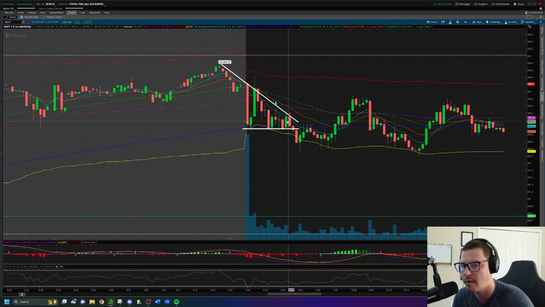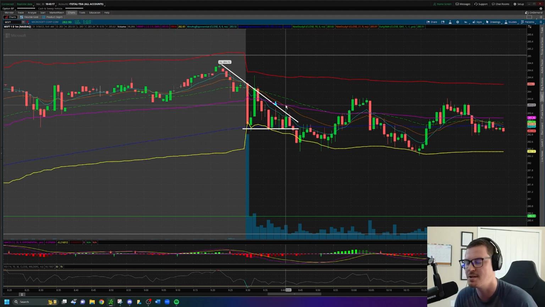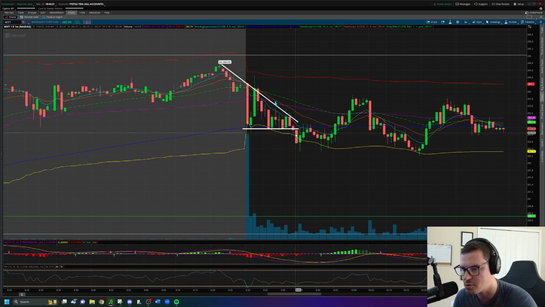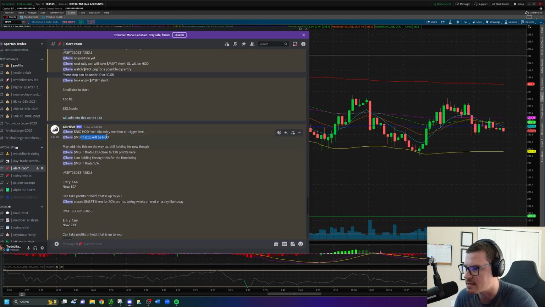We didn't get a move higher enough for me to add into this position, so I stayed in the position with my starter size. But we do get the drop down into the low of day. And again, I'm walking you through this. I said Microsoft stop will be high of day, close to 10%. I'm holding through this for the time being. Microsoft, that's 15%. 9:45 a.m., closed it there for 20% profits.